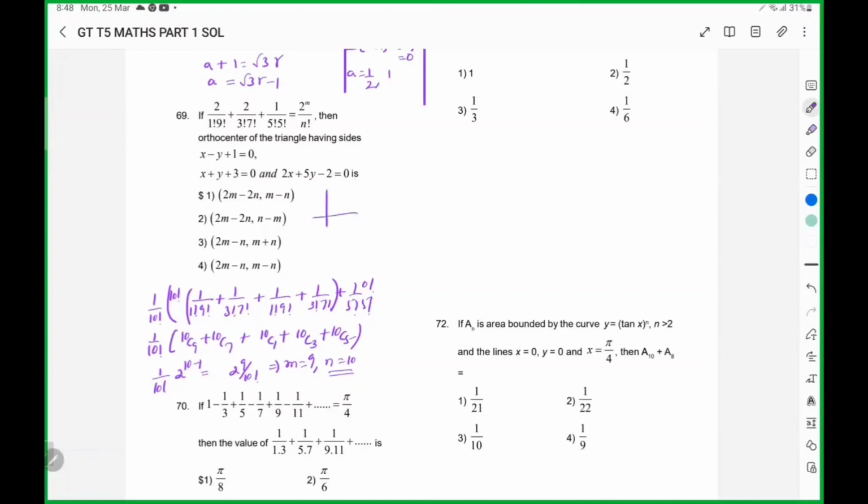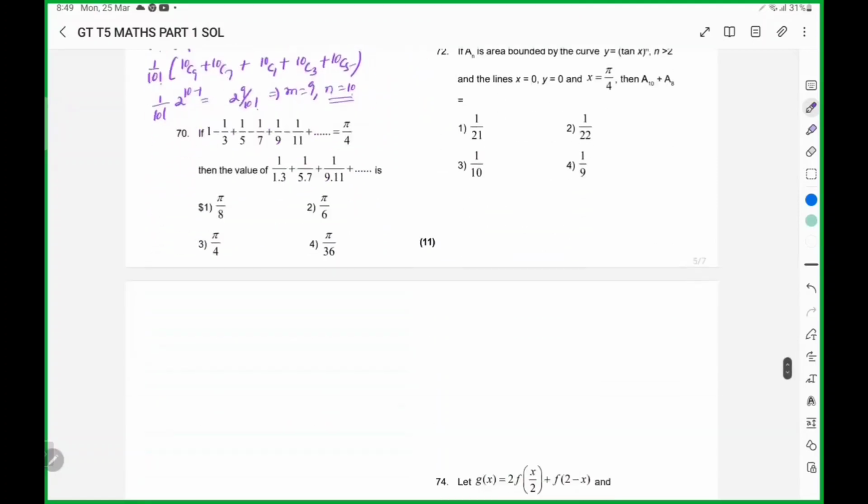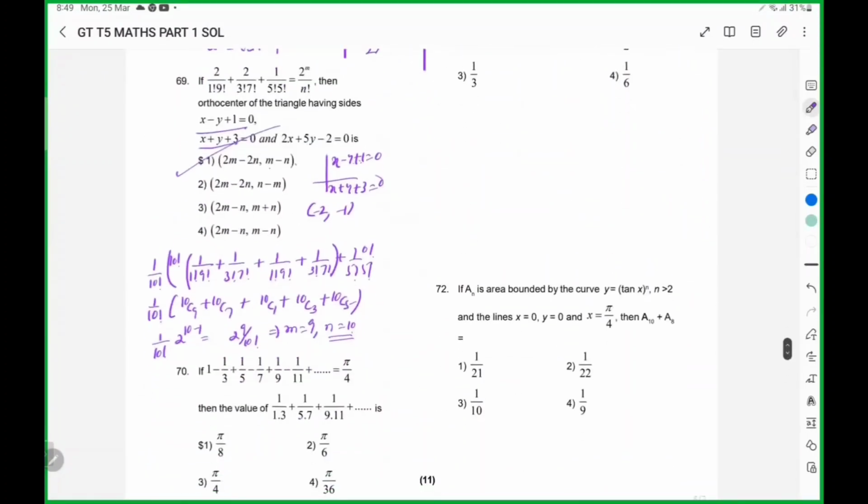Orthocenter is nothing but the intersection of perpendicular lines. These lines are perpendicular. Solving this, 2x equal to minus 4. x is minus 2 plus 1. So where we get minus 2, m is 9. 18 minus 20 is minus 2. Again 9 minus 10 is minus 1. First option is correct. 70th one.